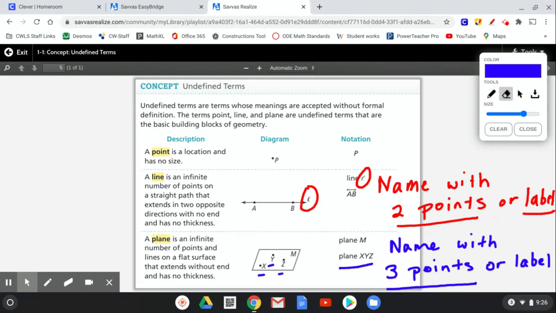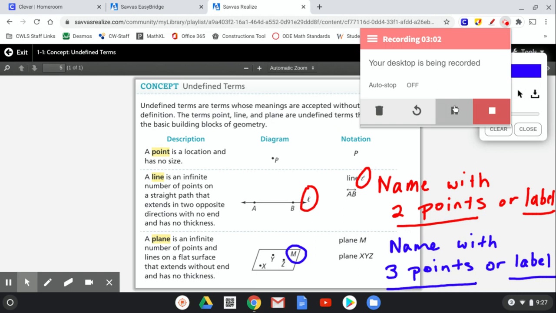We can also name it with a label. So the label here is M. If you notice, there's no dot around M. M is not a point. It's just a label for the plane. So we can name it with a label. All right, guys. So I'm going to pause the video and get to our next section of terms.